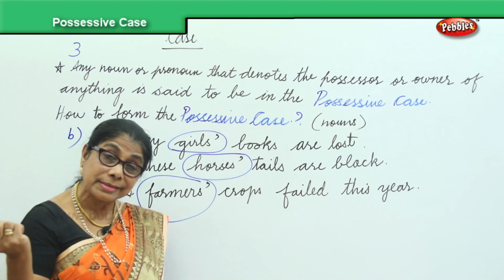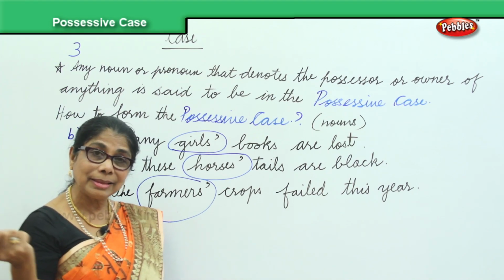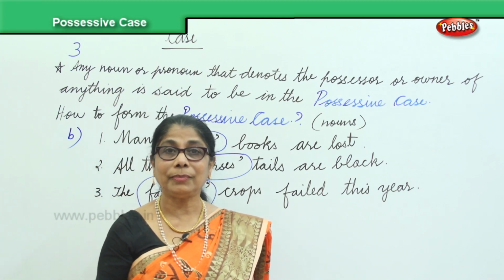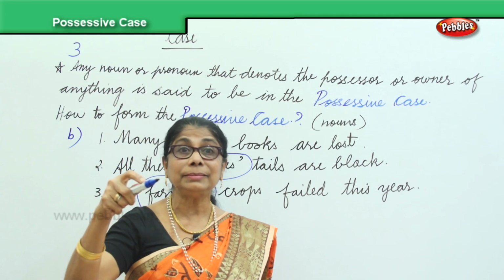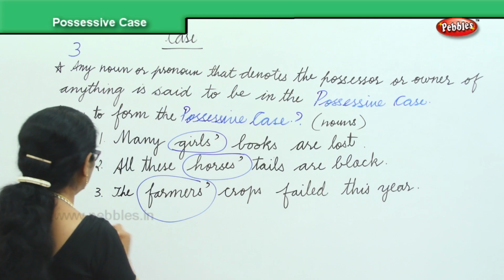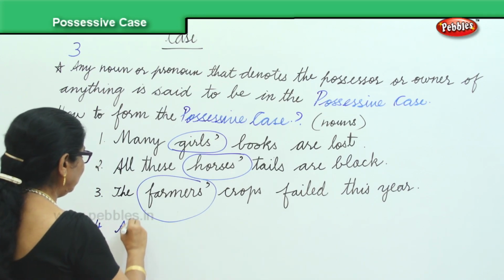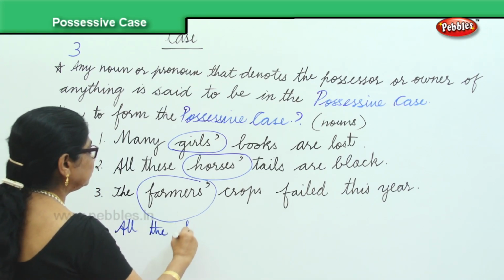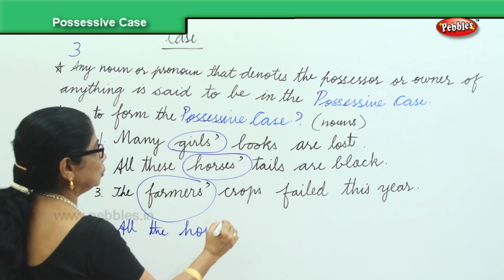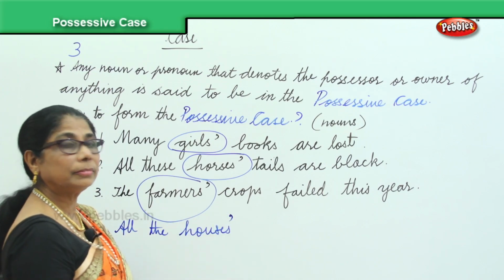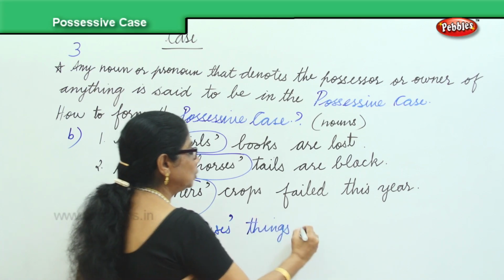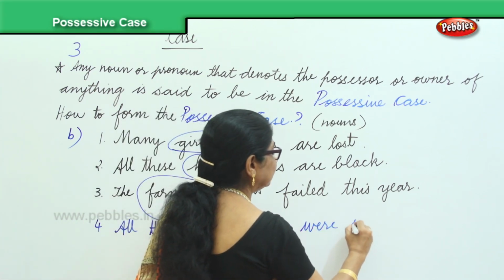All the children's bags were lost. Not one child, all the children. All the houses were robbed. So when you say all the houses, things were robbed. Things were stolen.